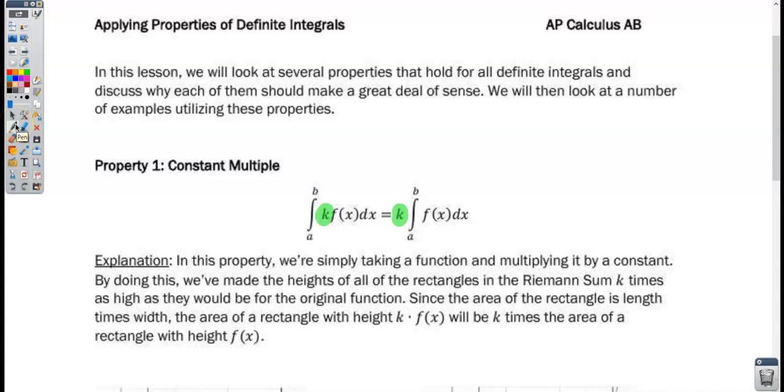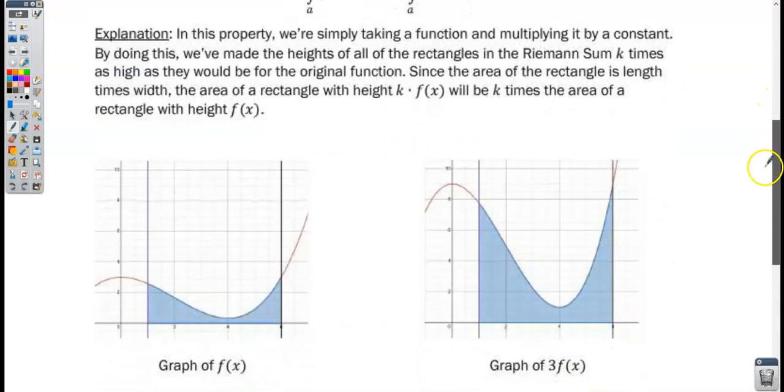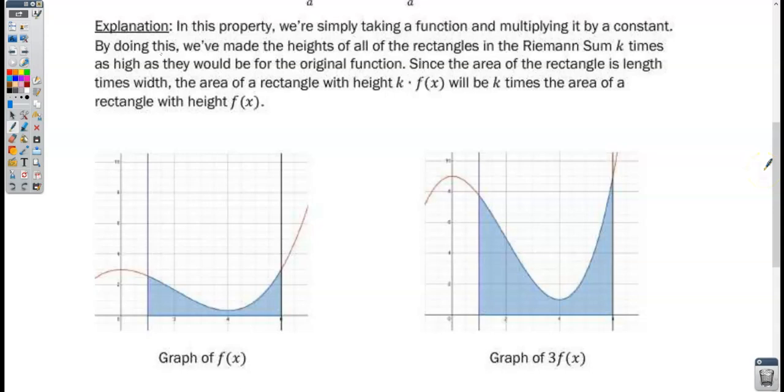Now, thinking about why this works, in this property, all we're doing is we're taking a function and multiplying it by a constant. By doing this, we've made the heights of all the rectangles in the Riemann sum k times as high as they would be for the original function. So suppose I'm building a Riemann sum. You see here I've got the graph of f of x, and I actually picked a numerical value to use for k, namely 3.